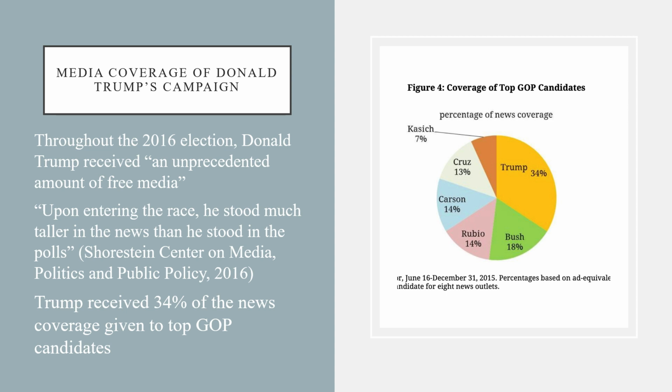So at the beginning of the primary, he received an unprecedented amount of free media, and his media coverage was not proportional to his polling numbers. He wasn't polling very well, but the media was covering him because he was interesting, he was novel, and he made really good news. If you loved Donald Trump, you wanted to watch him. If you hated him, you also wanted to watch him. So he received 34% of the news coverage given to the top GOP candidates, and that's almost double what the next candidate received. So Bush received 18, and then everybody else received way, way less.